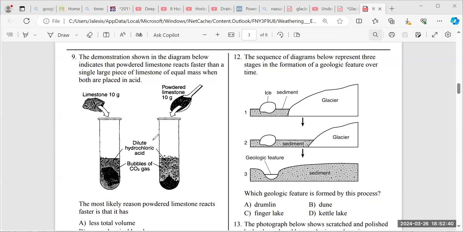All right. Ice gets partially buried by sediment. Now the ice is fully surrounded by the sediment. The ice melts, and now that hole or depression that was made from the ice gets filled with water. And that's why the correct answer is choice D.